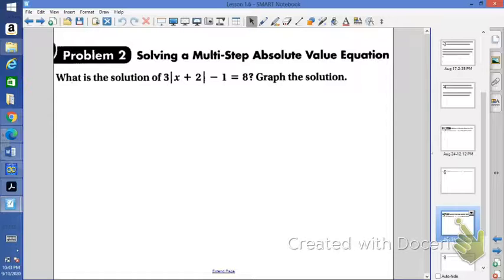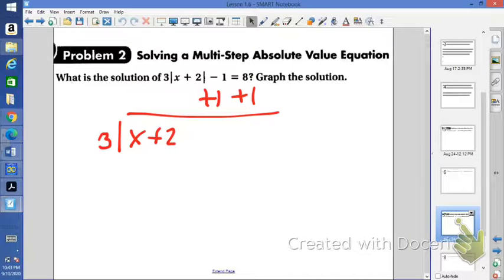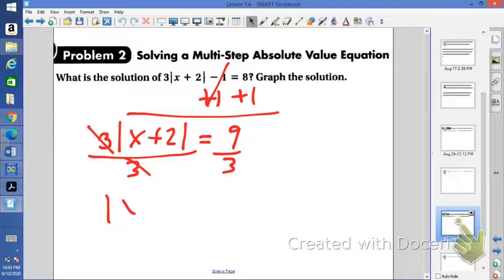We're not going to divide by 3 first. We're going to add 1 to both sides first. So 3 times the absolute value of x plus 2, that cancels, equals 9. Now we can go ahead and divide by 3. That cancels, so we have the absolute value of x plus 2 equaling 9 divided by 3, which is 3. Alright, let's rewrite this so we have more room.